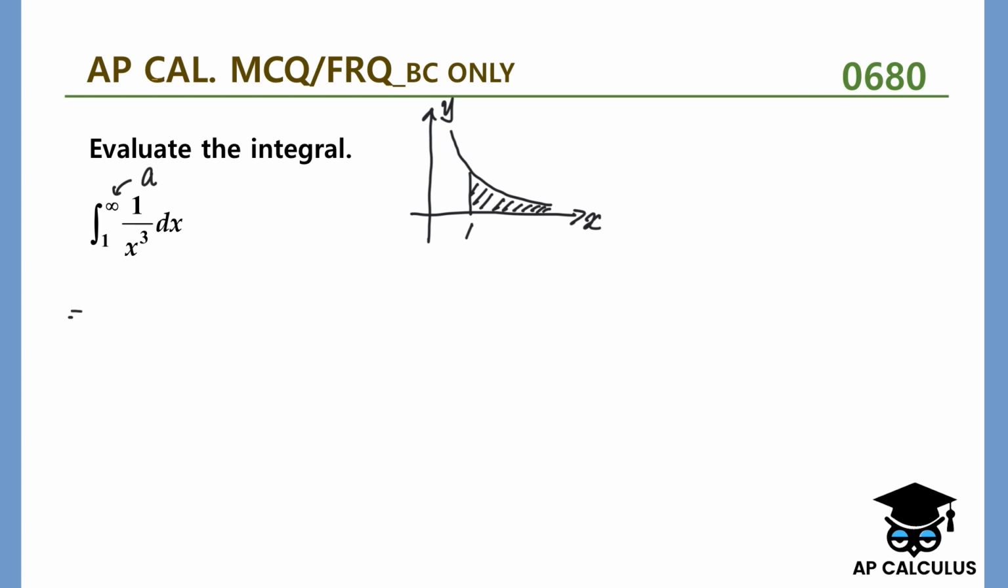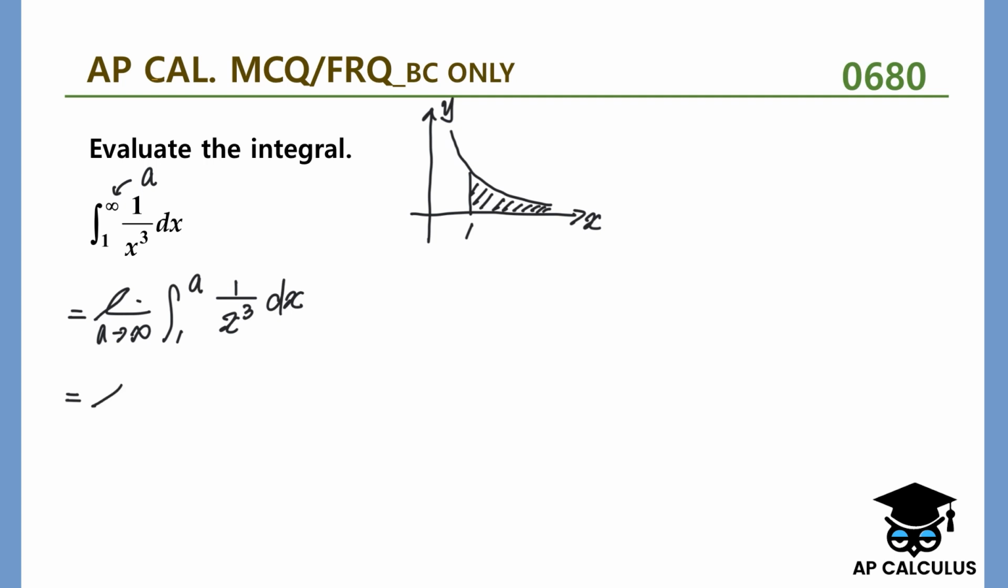So that is equal to the integral from 1 to a of 1 over x cubed dx, with the limit as a approaches positive infinity. Okay? We say this improper integral is convergent if the limit is finite, or divergent if the limit does not exist. So let's try to solve this.